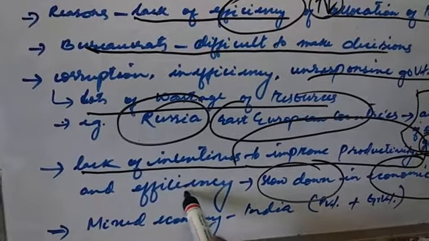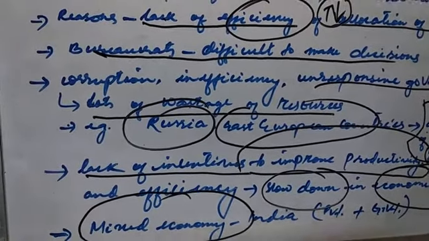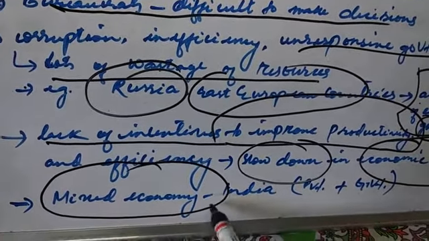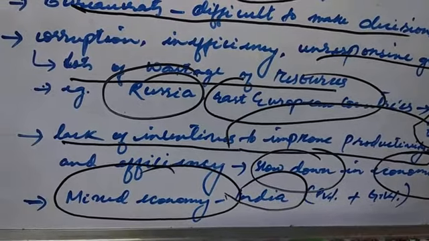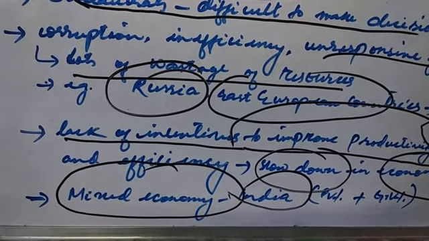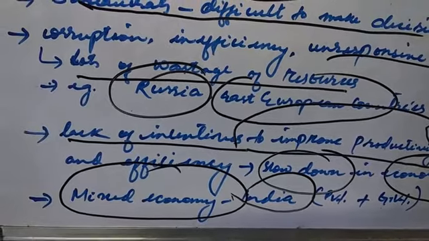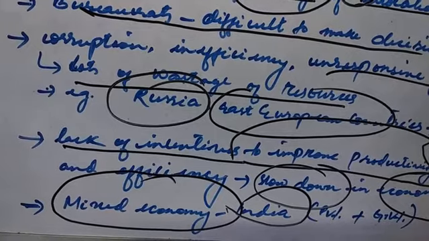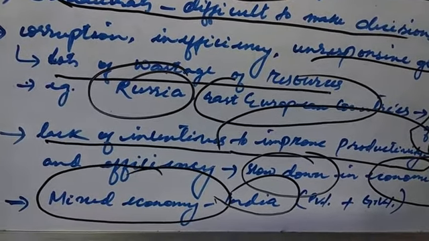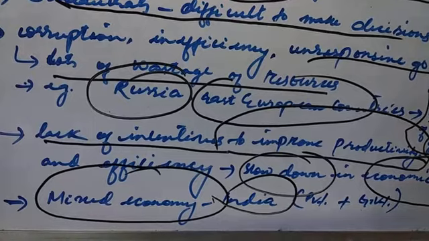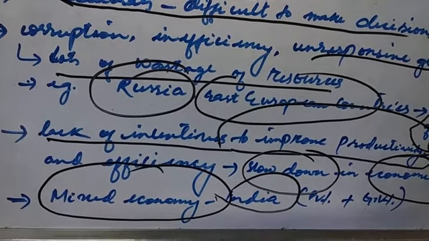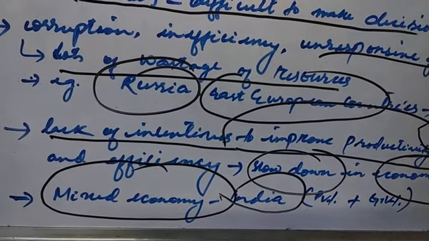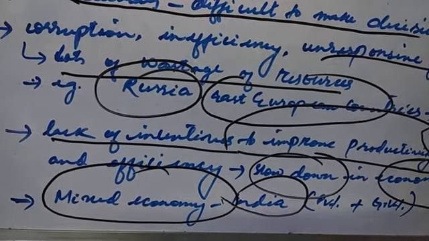So the solution is following the mixed type of economy, like India. India is following a mixed economy. In this mixed economy, both the private sector and economic planning by the government play an important role in the working of the economy. In India, both the private sector and the central planning authority play an important role in the Indian economy.